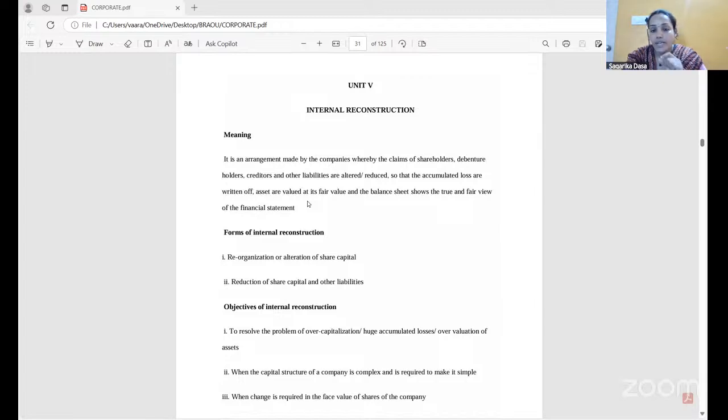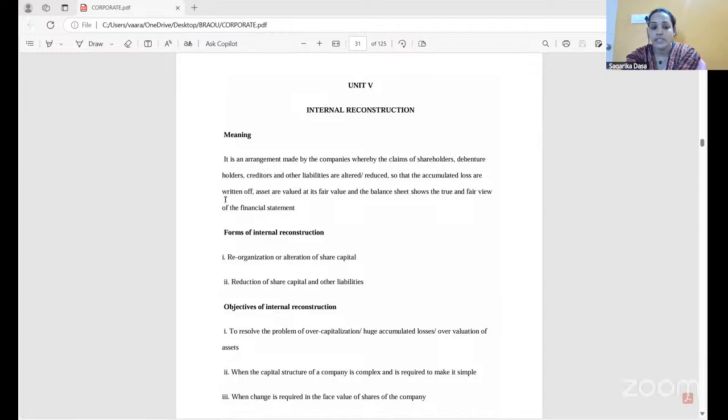To have that fair view, we have to make some changes in the liabilities, that is shareholders, debentures, and creditors or any other liabilities. These changes of the claims of these particular parties, we call it reconstruction. Now, forms of reconstruction: we have reorganization or alteration of the share capital. By altering, by changing the share capital, we can say it is a reorganization, or by reducing the share capital and other liabilities. Along with the share capital, we can change other liabilities also.